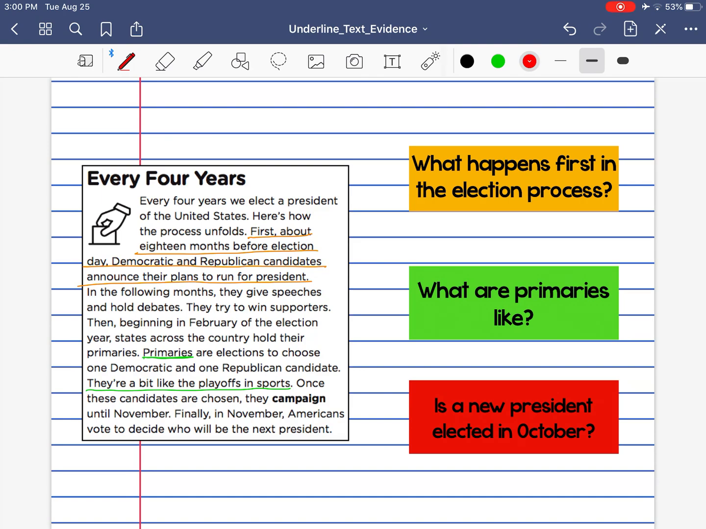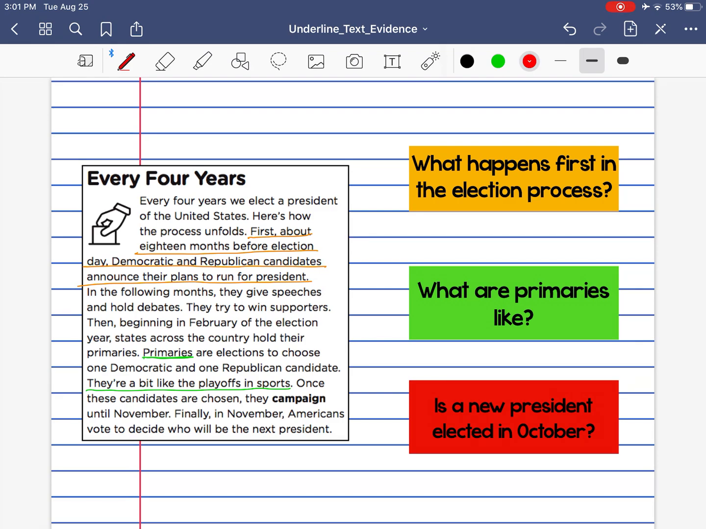It's not going to make sense to somebody who's just picking that scrap piece of paper up off the floor that just says no. They're not going to have any idea what that means. I have to be super clear. I have to restate my question. I have to say, a new president is not elected in October. That is a complete sentence. It uses some of those words from the question in the answer. Okay? So I need to go back now and underline my text evidence for that.